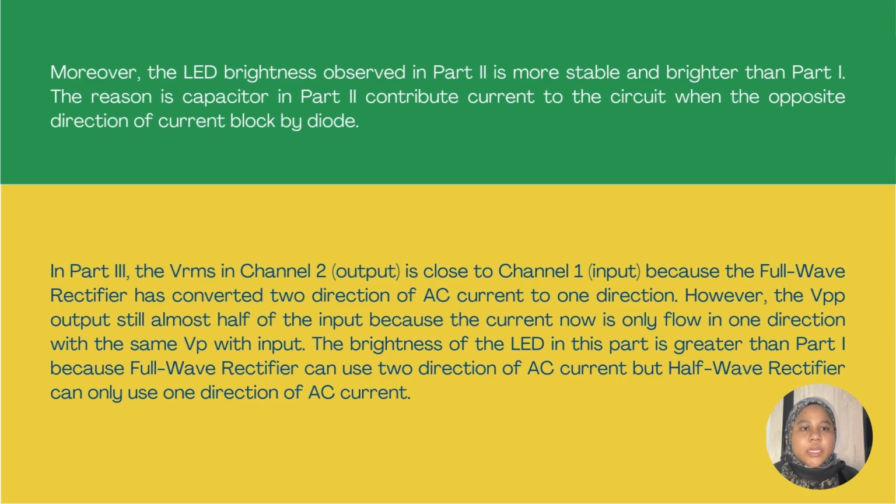In part 3, the VRMS in channel 2 is close to channel 1 because the full wave rectifier has converted 2 directions of AC current to 1 direction. However, the VPP output is still almost half of the input because the current now only flows in 1 direction with the same VPP as the input. The brightness of the LED in this part is greater than part 1 because the full wave rectifier can use 2 directions of AC current, but the half wave rectifier can only use 1 direction of AC current.